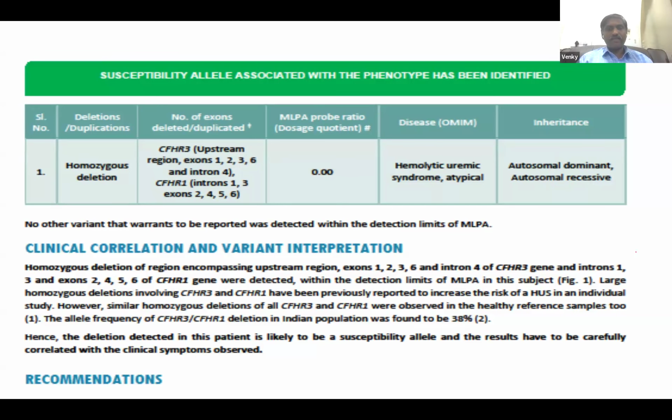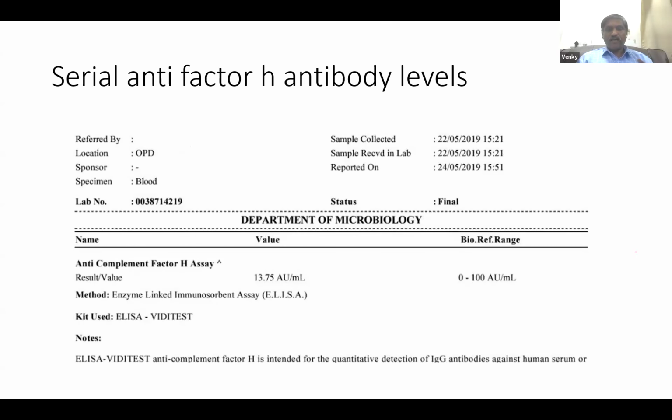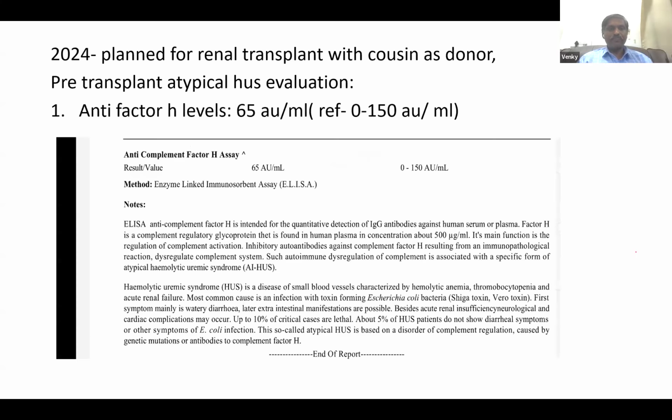So this was the state in 2017 when he was planned for an initial transplant. And subsequently, his anti-factor H antibody levels were evaluated over the course of years, which normalized over the next 2 years, where it went to 13.75 in the year 2019. And in the year 2021, it was 85.5, but the reference range varied in the two studies. It was 0 to 100 and 0 to 100 respectively in the two.